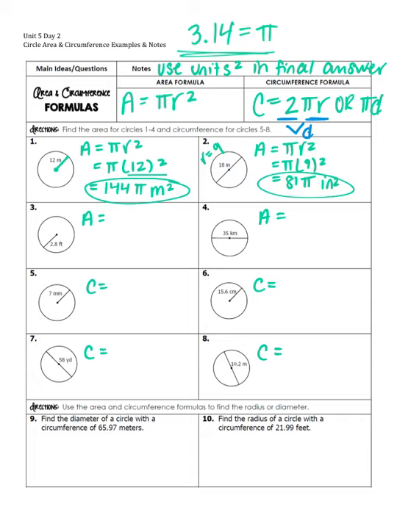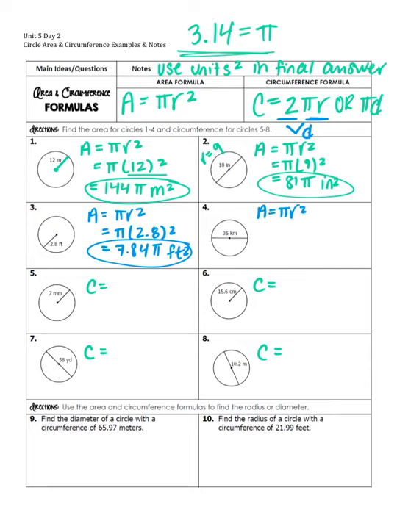You will need a calculator for these because they are not nice numbers to square. All right, so for number 3, we've got pi r squared. Our radius is 2.8. 2.8 squared is 7.84 pi. And then feet squared for our units.